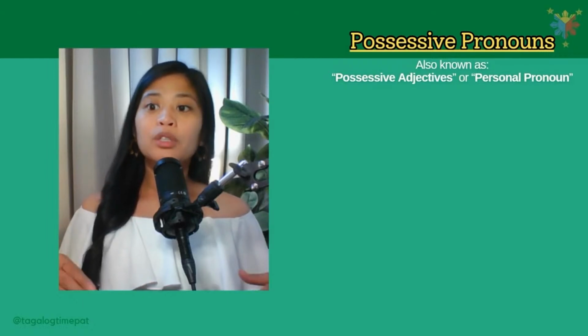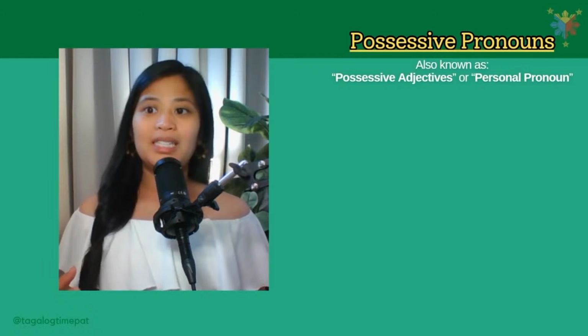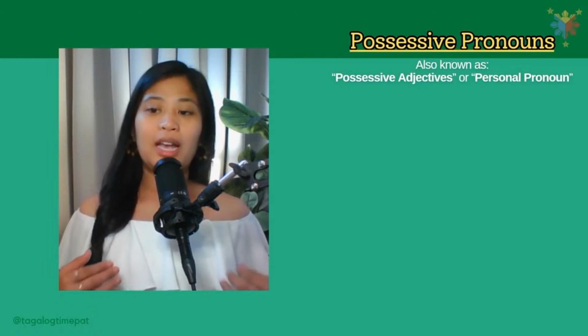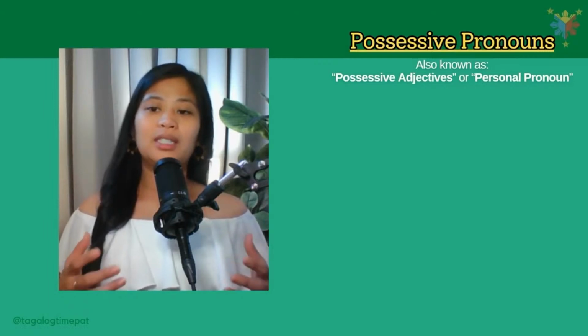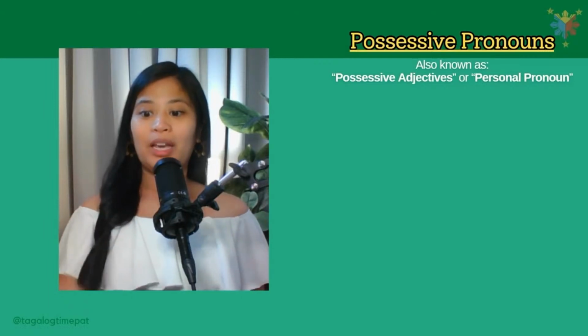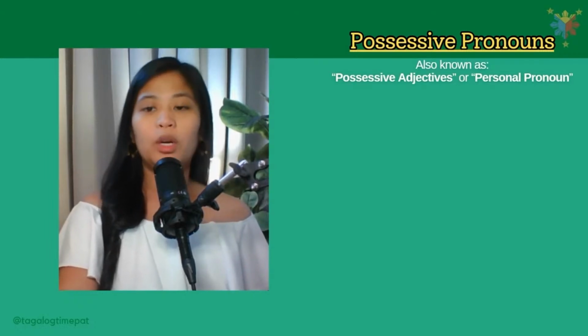And then same with personal pronoun. A pronoun means it's something that is replacing the noun. So if I were to say, I am sweeping, ko is that pronoun since it's meaning I. Okay, so these are the different names for possessive pronoun depending on what type of resource you're using.